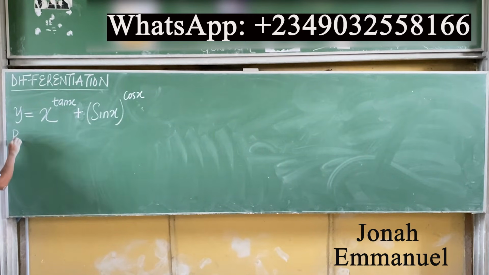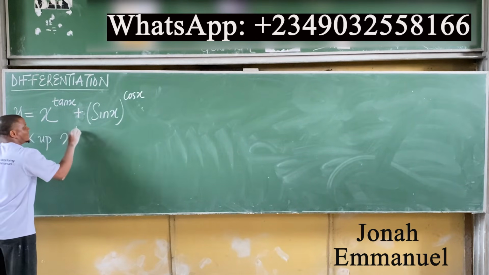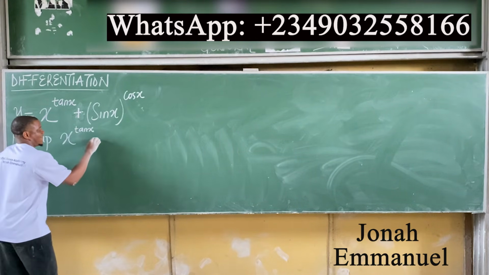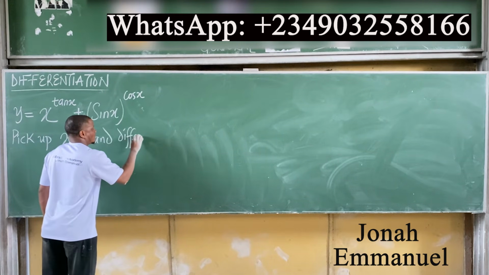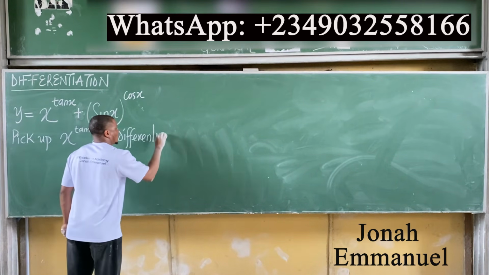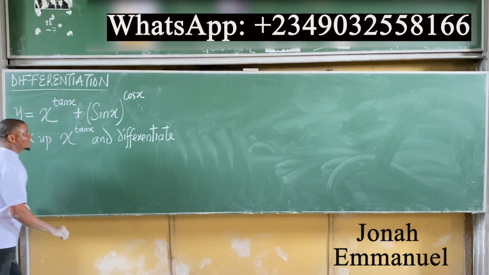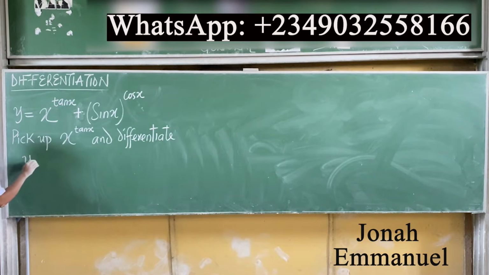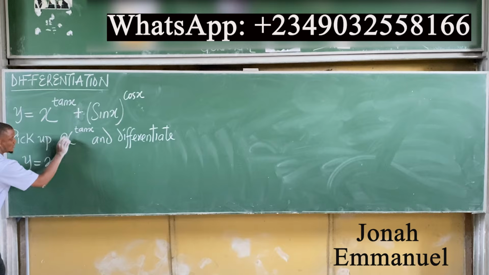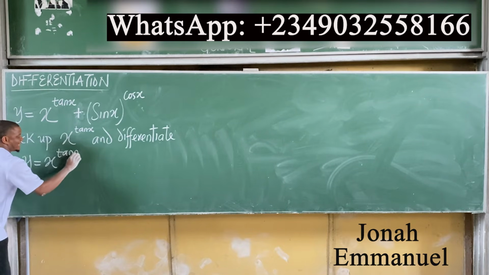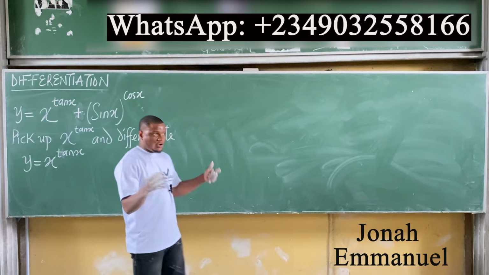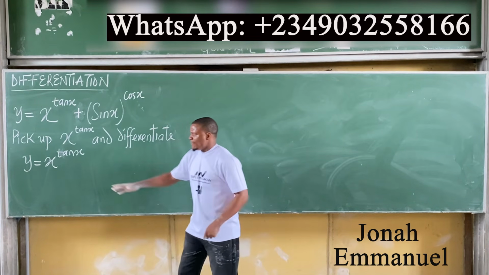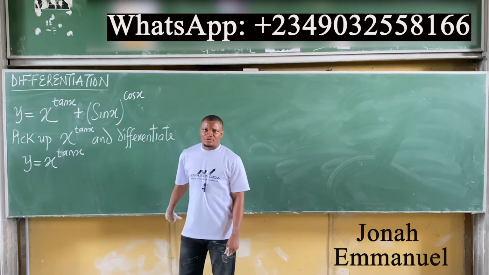I'll pick up x to the power tan x and differentiate. So I'll just take y equal to x to the power tan x. All right. At this point, it looks easier. I get my answer and combine it with the second one. I want to solve this. What do I do?